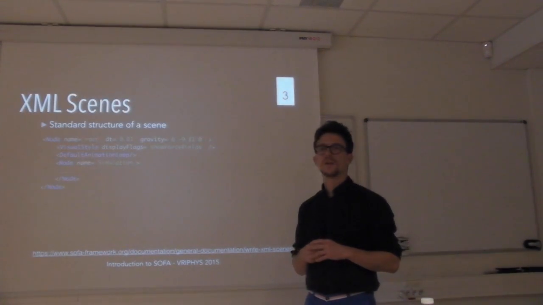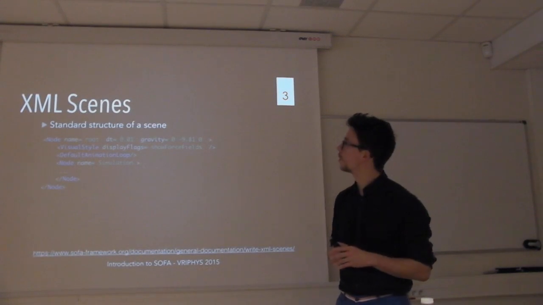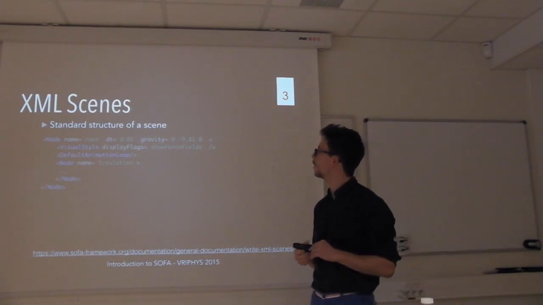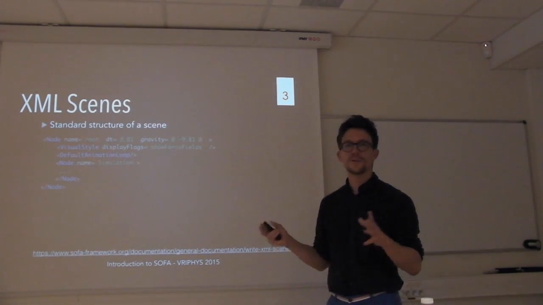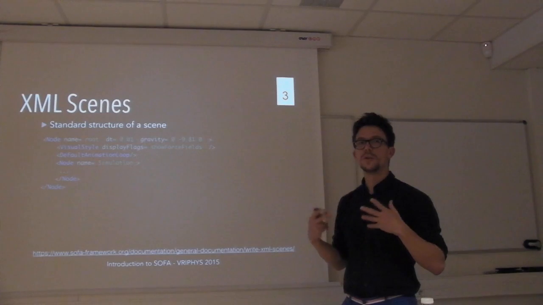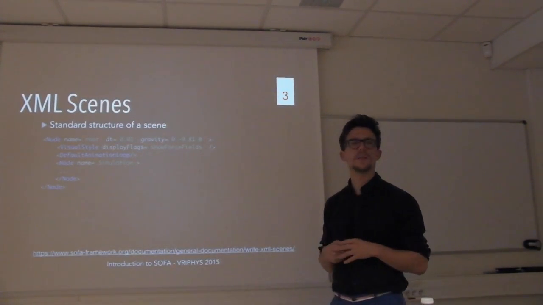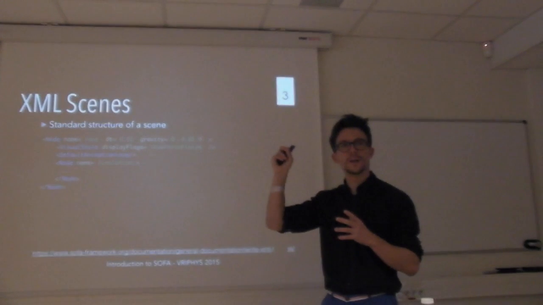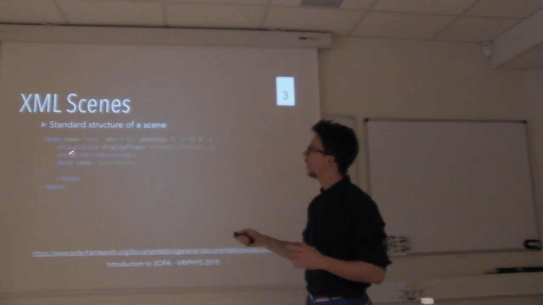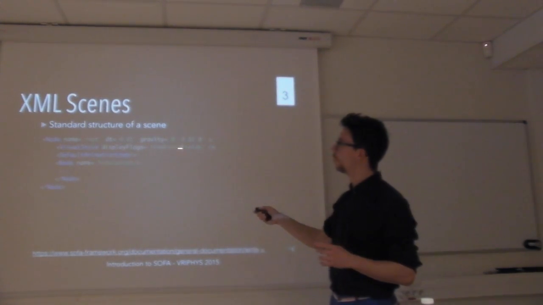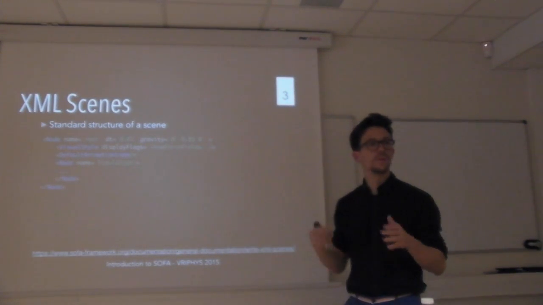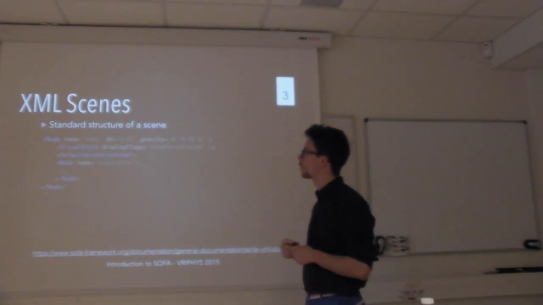So Sofa is, as I said, described by a graph. It's maybe not the best color or font that we could have chosen today. The graph can be described either using Python, which we are using a lot, but we are also using XML files. Those XML files are describing this nodal structure. What you can see here is the root node that I was talking about previously, and then you have different components in it. So we'll go through those different components and understand the role of each of them.